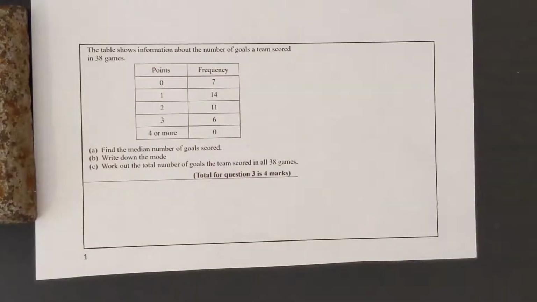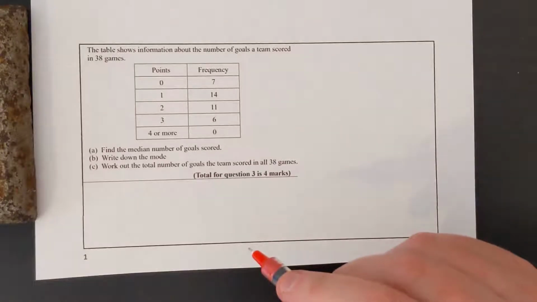The table shows information about the number of goals a team scored in 38 games. And then you can see there they either scored 0, 1, 2 or 3 points, which they're referring to as goals. Nobody scored 4 or more. And the first question asks you to find the median number of goals scored.